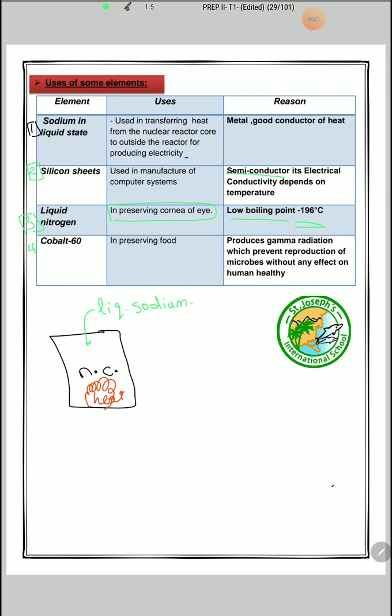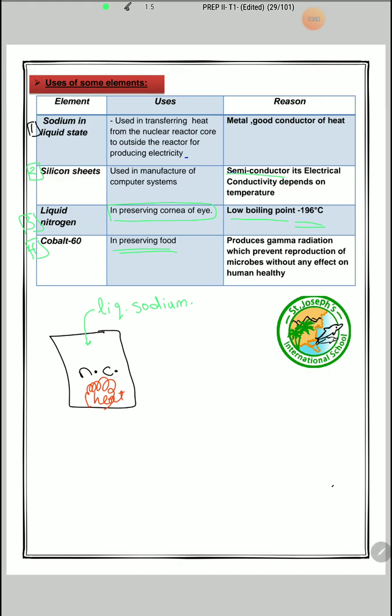Number 4, cobalt 60. Cobalt 60 is used in preserving food, to keep food from being rotten. Like if you buy any product, and they write on the product that it's good for health for 6 months, for example. How can they keep this food product? They keep it by using cobalt 60.